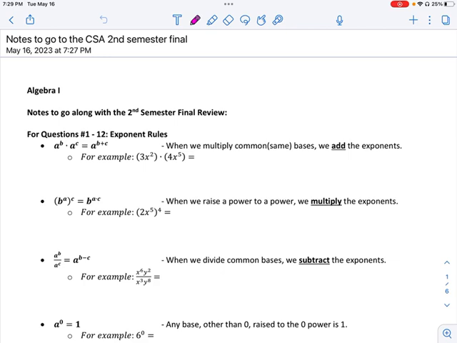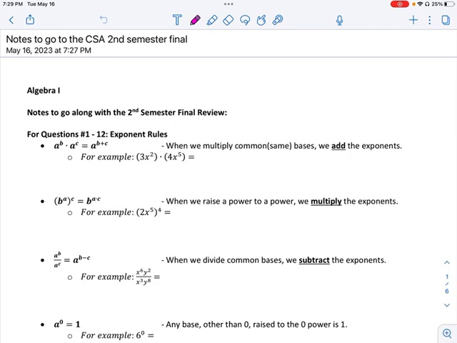All right, so we're going to start off, and we kind of take this in chunks based on the review assignment and what each section talks about. So we're going to start off with questions 1 through 12 on the review, which basically deal with the exponent rules. So the first rule we're going to address is, what if I have a to the b times a to the c? Well, what we're basically doing there is what is called multiplying by common bases.